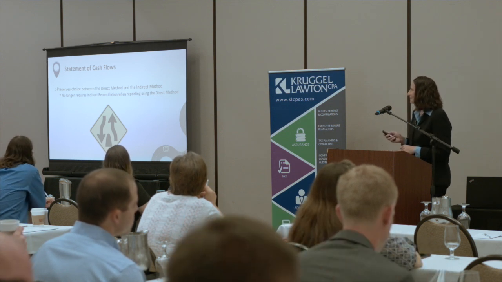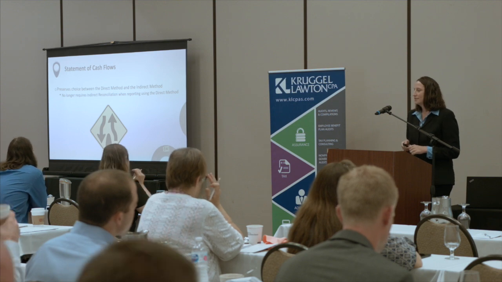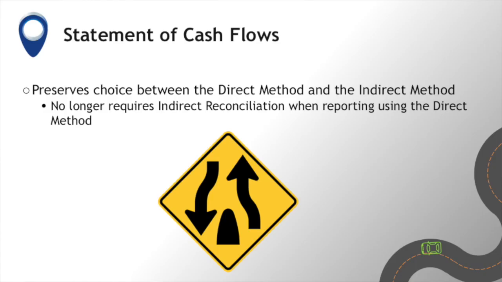So the second section that we'll deal with here is the statement of cash flows. When the board started discussing this new standard, they were contemplating making all nonprofits move from presenting on the indirect method to the direct method. However, I think thankfully from our perspective, they decided to retain the option. So you can still do either the indirect or the direct method. The one change they did make is if you do the direct method, you no longer have to include the indirect reconciliation that would come at the end of the direct method statement.